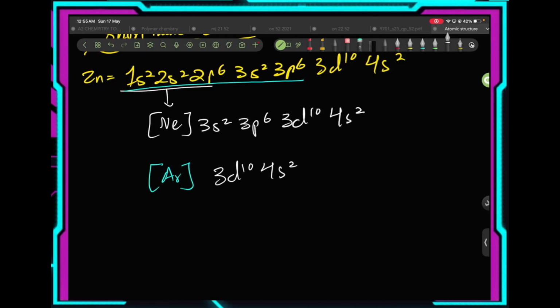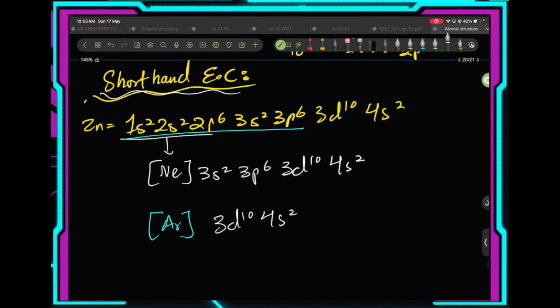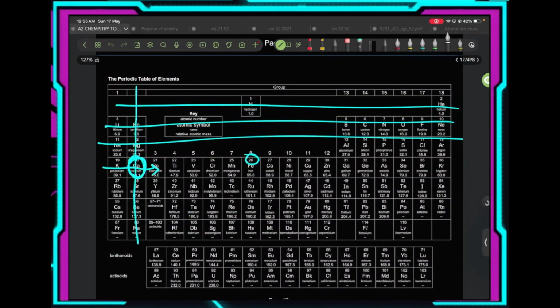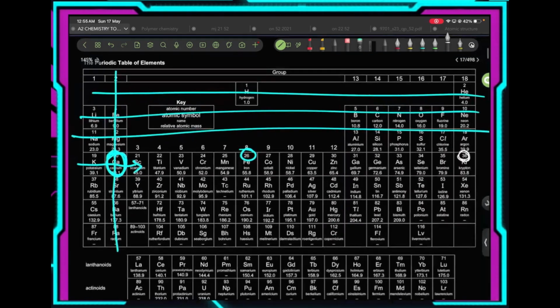Right? And then there's also krypton, but you don't need to go to krypton. These two are the most important that you need to learn. And if you want to know where krypton is, krypton has how many electrons? 36. Can you see 36? Yeah, in group 8, it has 36 electrons.